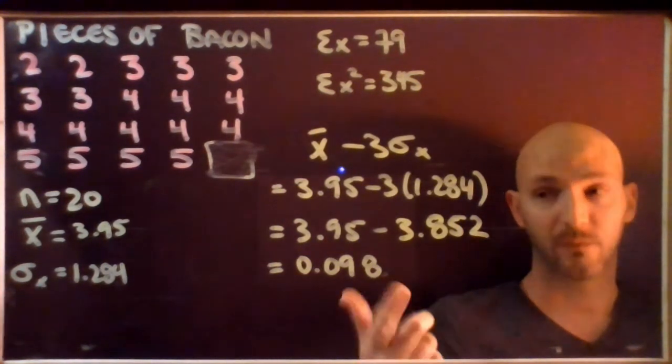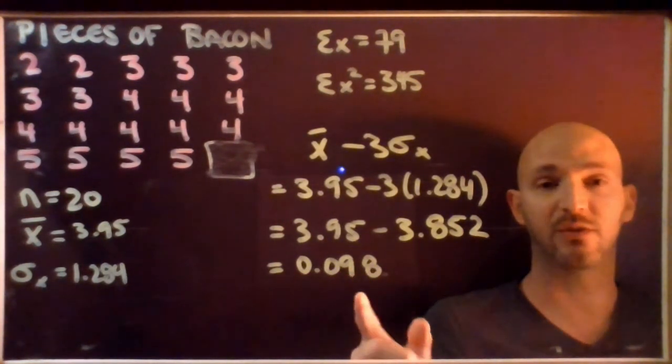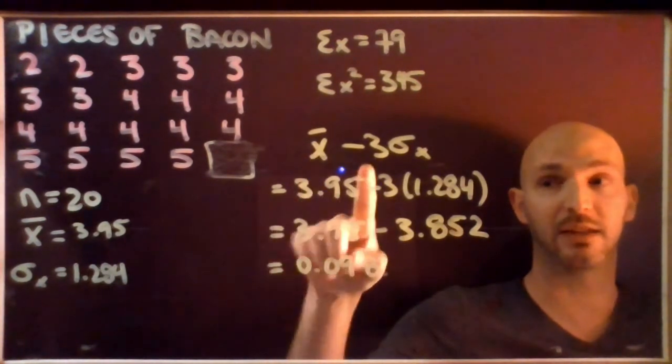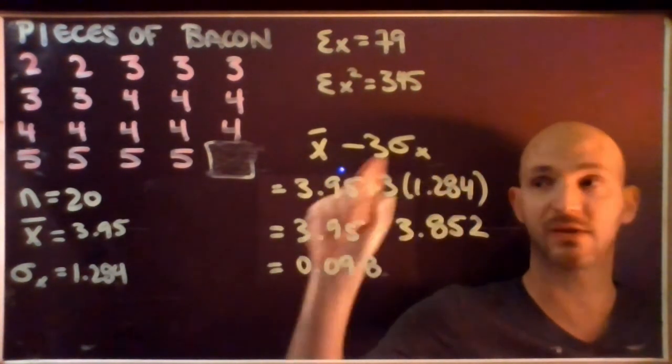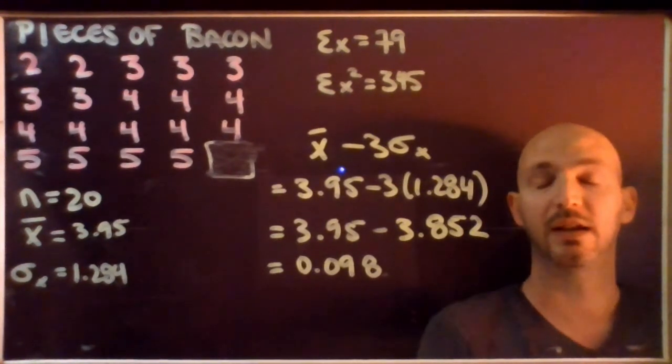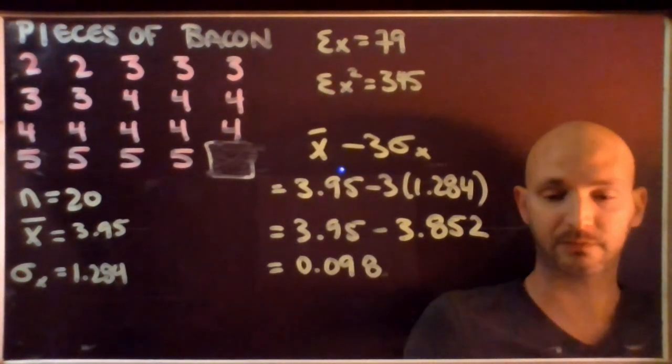So when you're doing the standard deviation and mean, you find the mean value, and then you go either up 3 standard deviations or down 3 standard deviations in order to find your outlier.